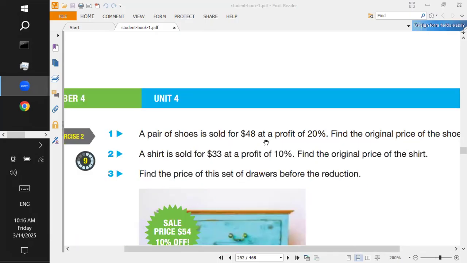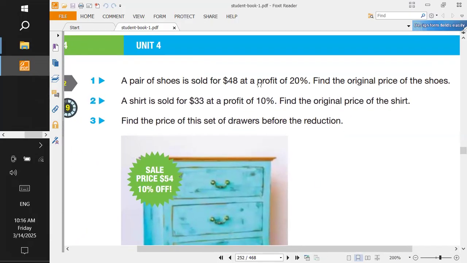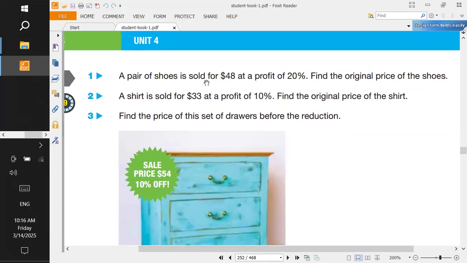Question one, for example. In question one, a pair of shoes is sold for $48 at a profit of 20%. Find the original price of the shoes. So basically here they want us to find the original. We already know the new value, so we need to find the original one. Let me first cover this so we can work here.